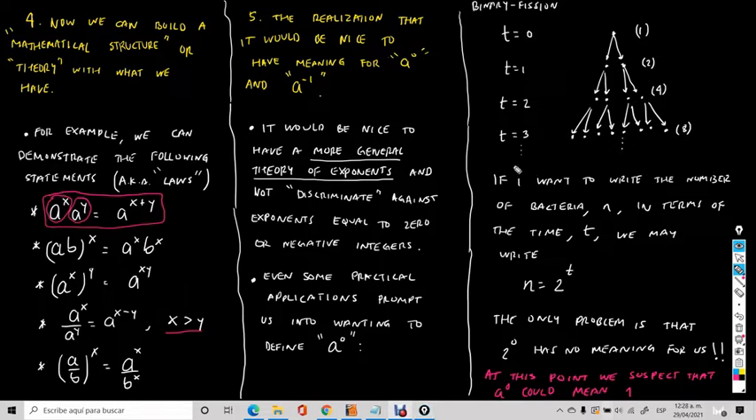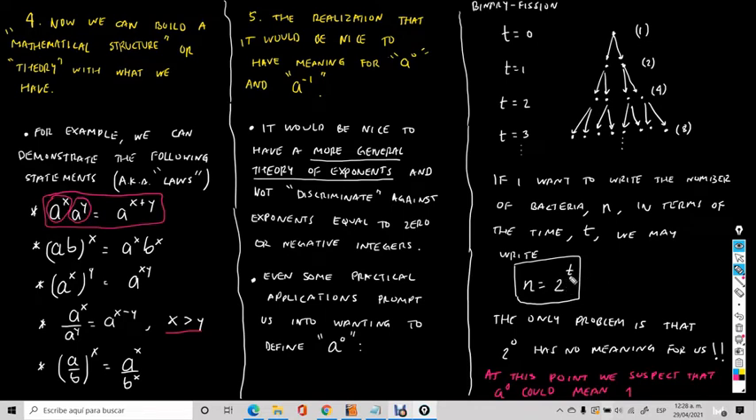Now, suppose that I want to write the number of bacteria n. Let's suppose n represents the number of bacteria in this hypothetical experiment, and we want to write n in terms of the time t. We may write the following formula. N equals 2 raised to the t. Why do I write this?